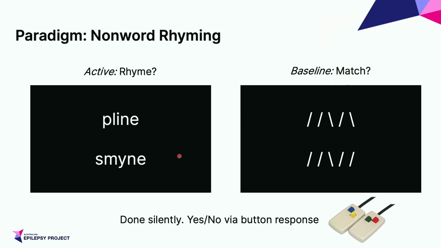To cut to the chase, our decision was to adopt a non-word rhyming paradigm. In this paradigm, we have an active condition where the participant has to decide whether two non-words would rhyme if they were pronounced aloud. We then contrast this with a baseline condition where they're judging patterns of forward slashes and backslashes: do those patterns match or not? This is all done silently, there's no speaking in the scanner, and the responses are recorded via button box.